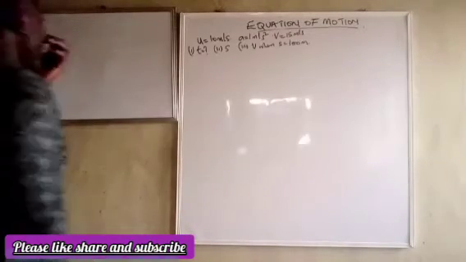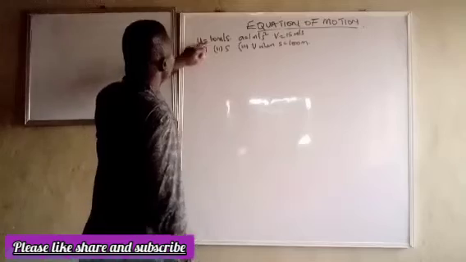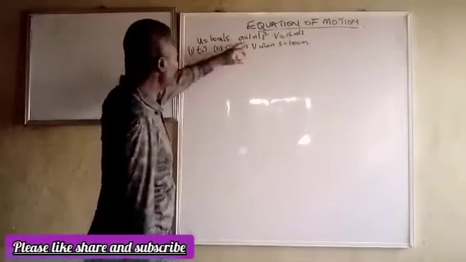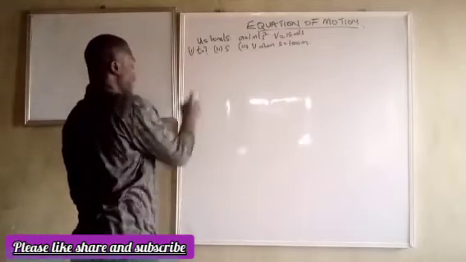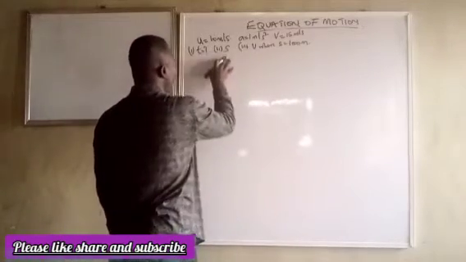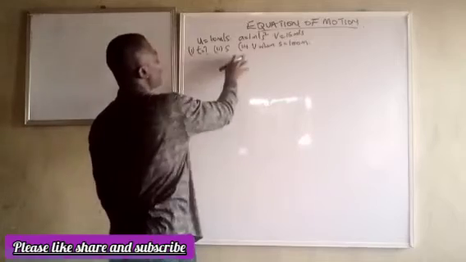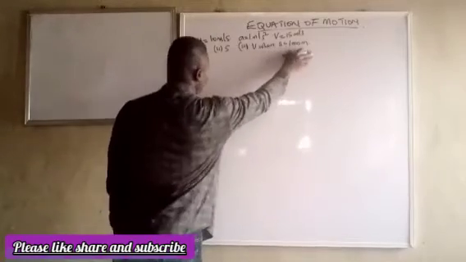So in the question, we are given these conditions: U, initial velocity, 10 meters per second; A, 1 meter per second squared; V, 50 meters per second. We are asked to find T, the time for the travelling; S, the distance covered during the acceleration; and we also ask, what will be the velocity when S equals 100 meters?